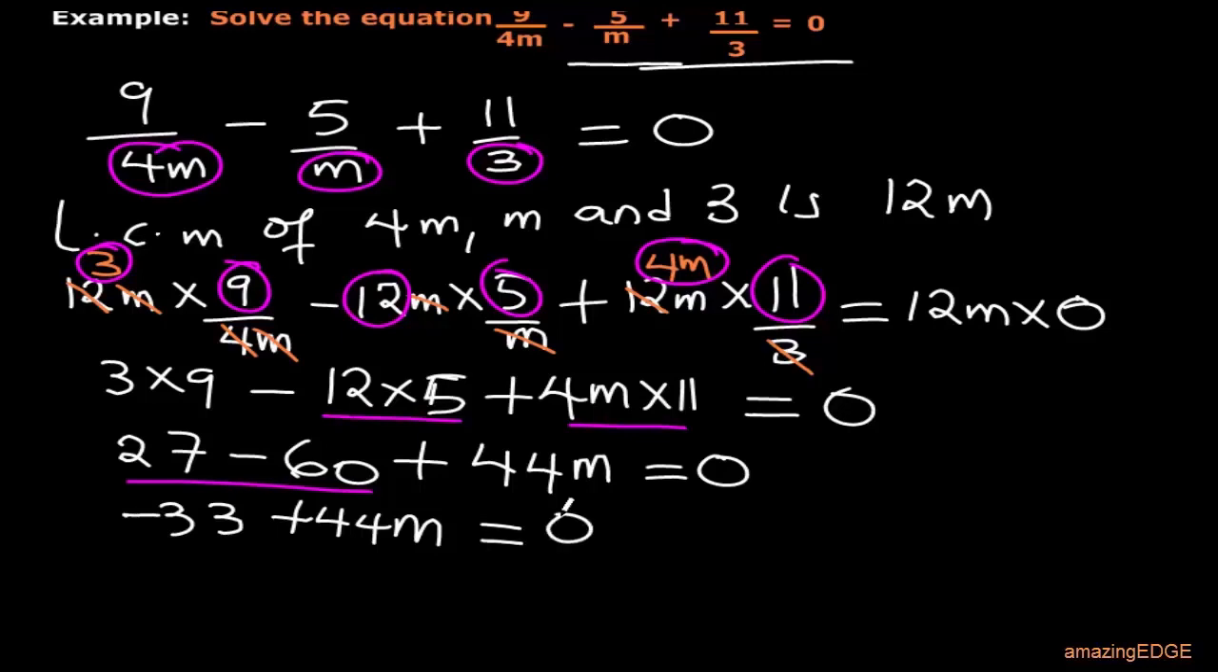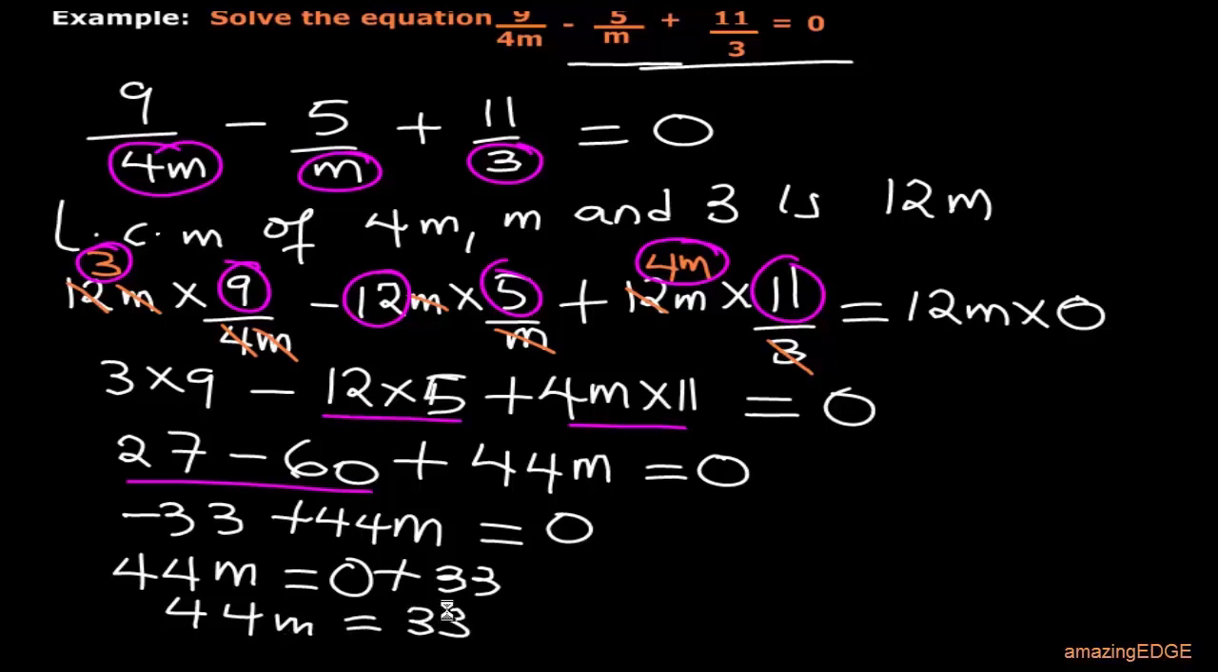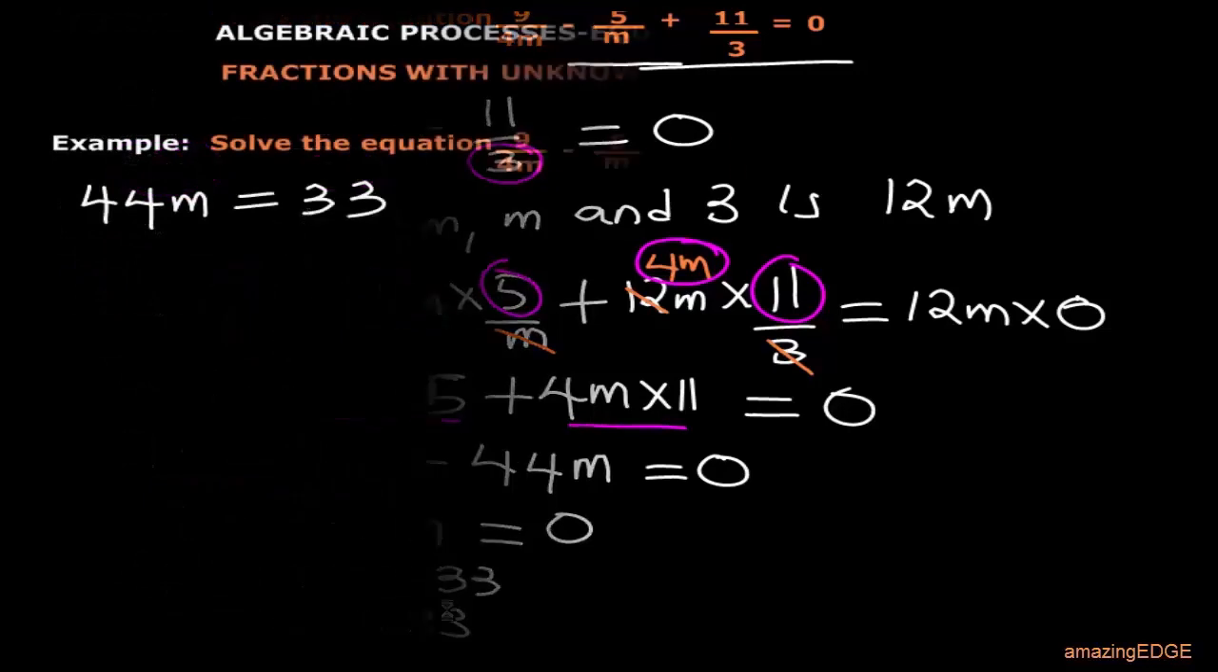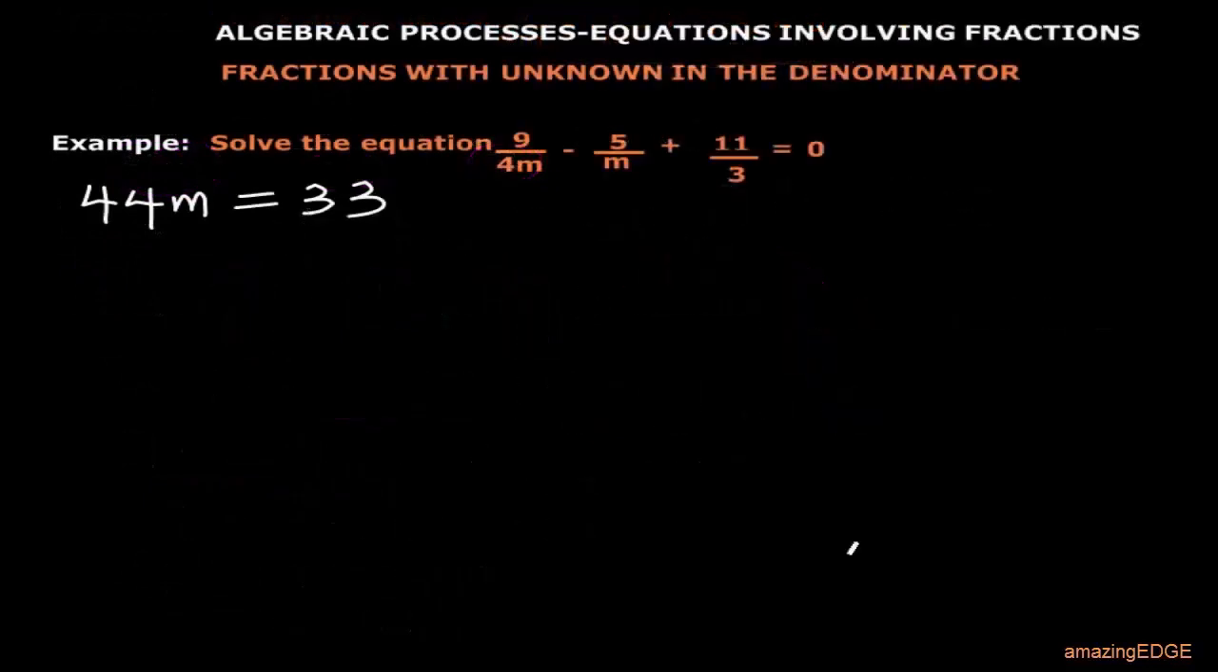So collecting like terms, you simply allow 44m to remain on the left hand side, while the numerical values go to the right hand side. On the right hand side, you have 0 there. Then minus 33 coming over there becomes plus 33. So what we have now is that 44m is equals to 0 plus 33 gives us 33. So we finish the working from that point. Now we have 44m equals 33.